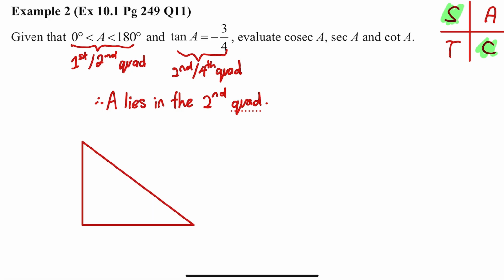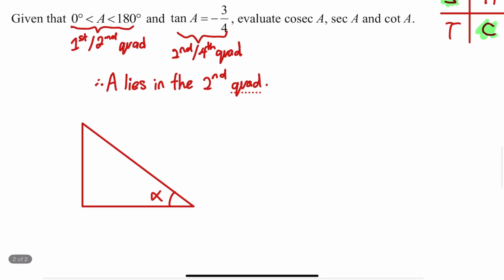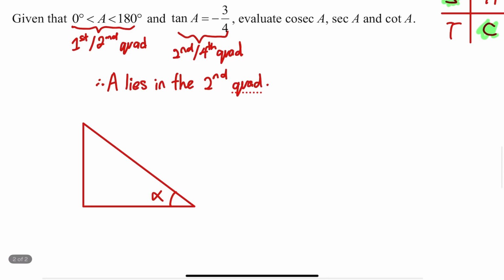In the second quadrant, I can now draw my reference angle. This is my reference angle here. I know that if tangent A is negative 3 over 4, this means that based on this angle here, opposite length is 3, adjacent length is 4. So therefore, the hypotenuse here by Pythagoras theorem is simply 5.